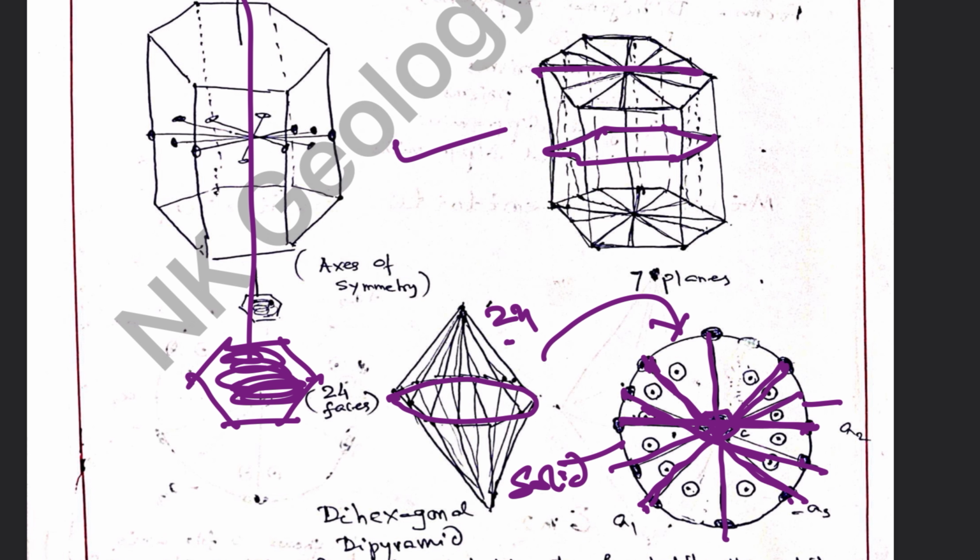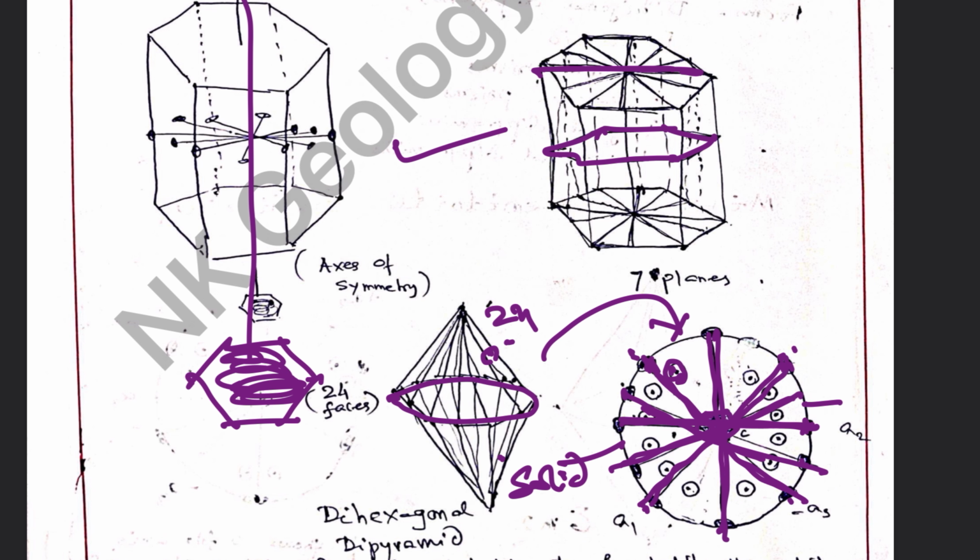Between A and A2, this one; between A1 and A2, this is another one; and between A1 and A3, this is another one. So 6 planes, and for each face there is another face on the bottom, which is the mirror image of the other. That's why we have 12 upper faces and 12 faces on the lower part. So one is the mirror image of the other.